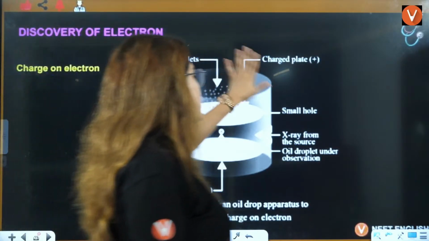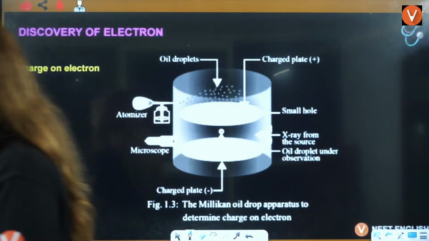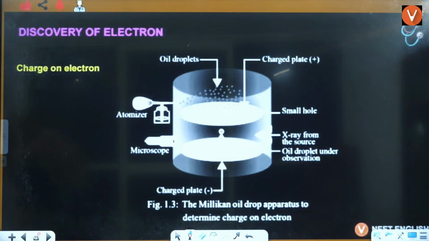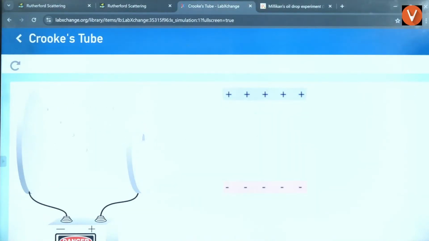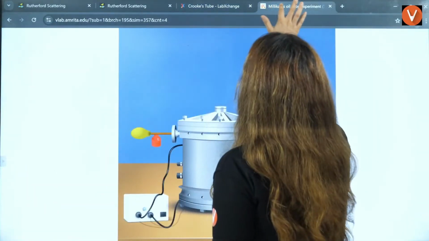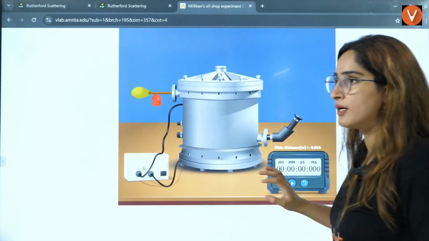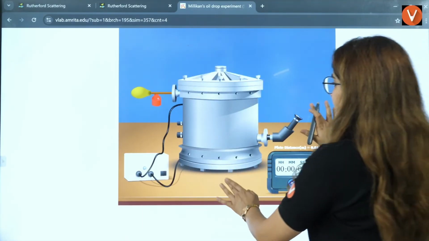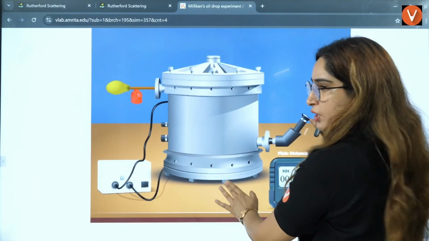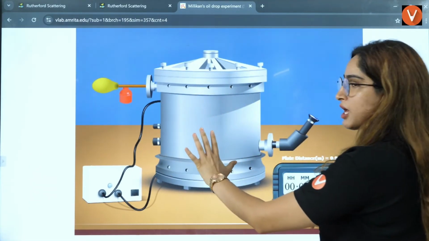So now this is your Millikan oil drop experiment. Let me show you this experimental model in reality, how it looks. So this, guys, is how it will look. You can see this over here. This is another animation from where you can understand how it looks.